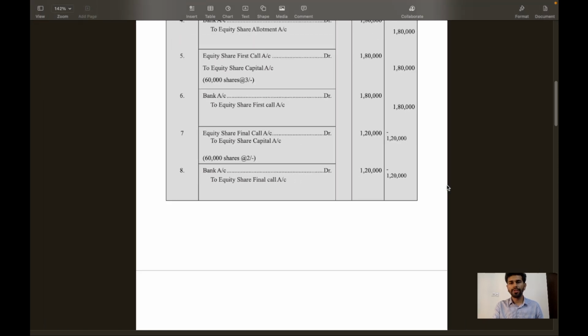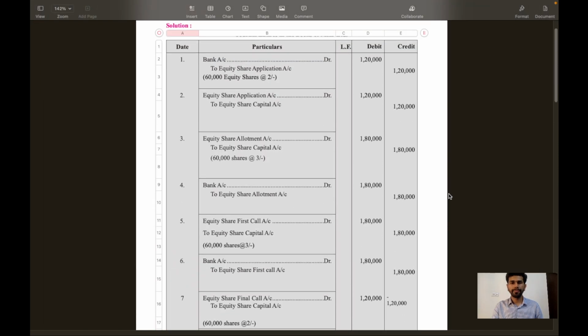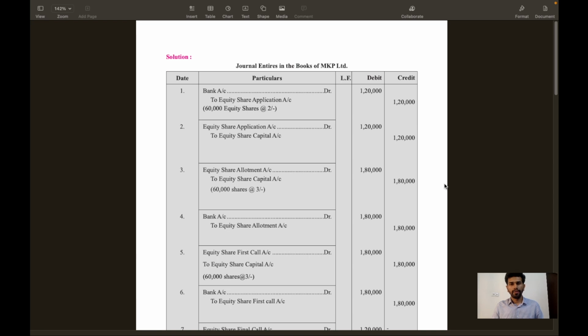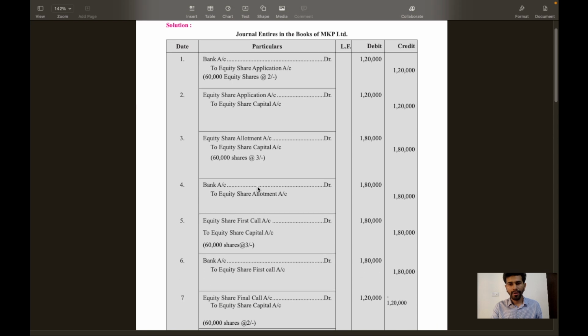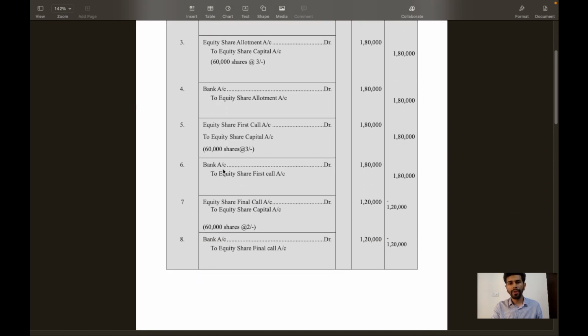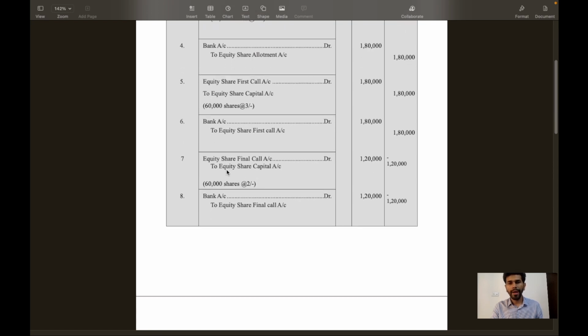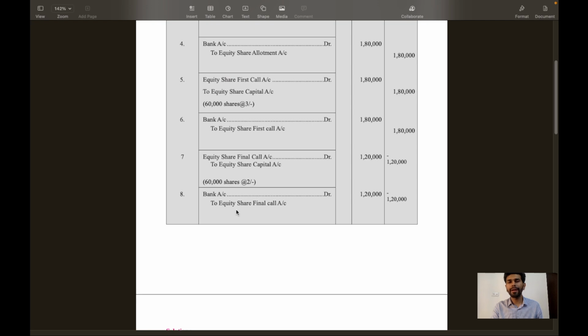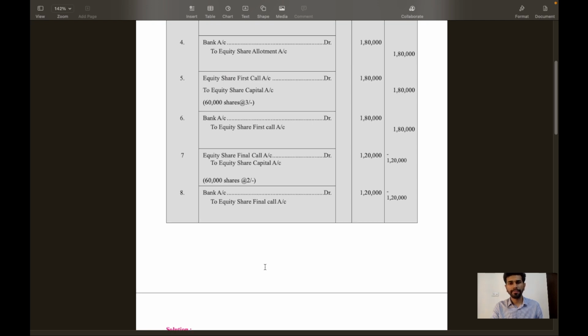So this will be the journal entry. First two journal entries for application money. Third and fourth entries are for allotment money. Fifth and sixth entries are for first call money. And seventh and eighth entries are for final call money.